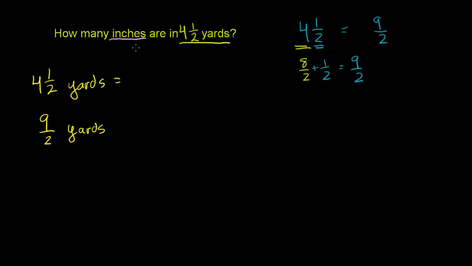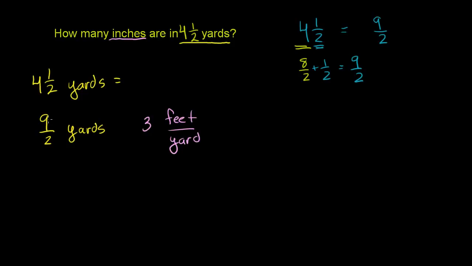Now, just so we can take this in baby steps, maybe we convert this into feet first. And then once we have it in feet, then we can convert it into inches. So to convert it into feet, we just have to remember that there are 3 feet for every 1 yard. So let me write that down. There are 3 feet per yard.